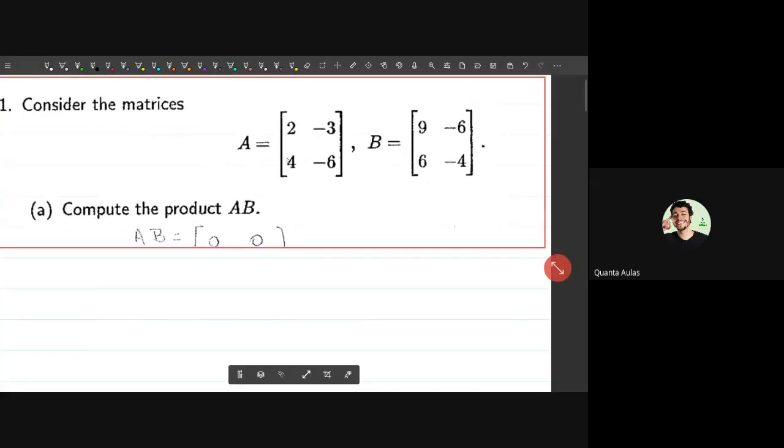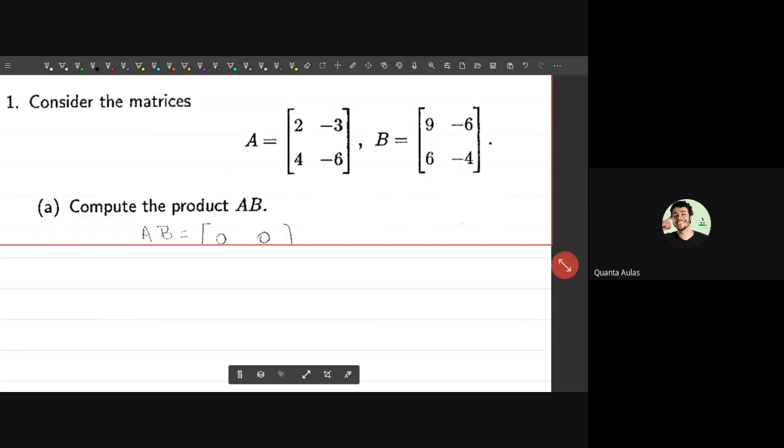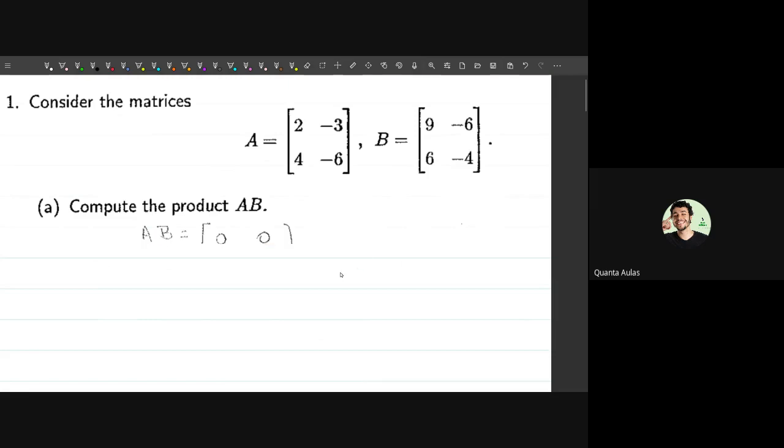Okay, let's go. Consider the matrix, compute the product. The product of matrices is easy, but you need to do a lot of calculations. They are easy calculations, like times and sums. You only need to know the algorithm of the situation, right? So I will show it to you.